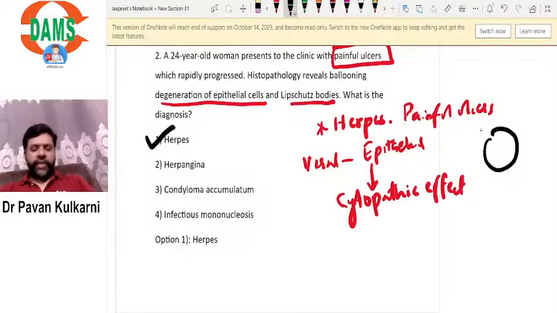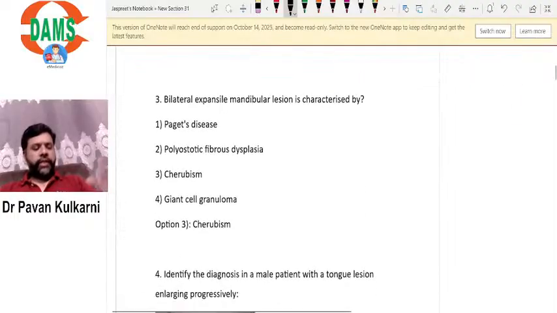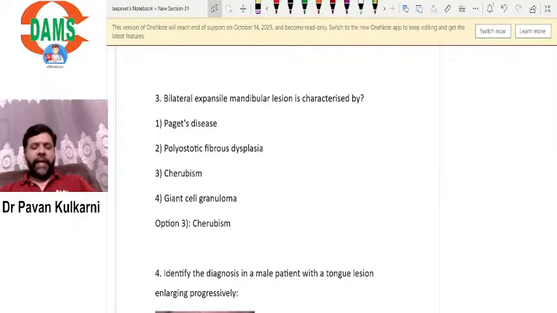So that is about the second question. Let us move on to the third question here. Bilateral expansile mandibular lesion is characterized by. This is a very simple single liner MCQ which has been repeated multiple times. Among these options, Paget, polyostotic fibrous dysplasia, Cherubism, giant cell granuloma, all of us know Cherubism.